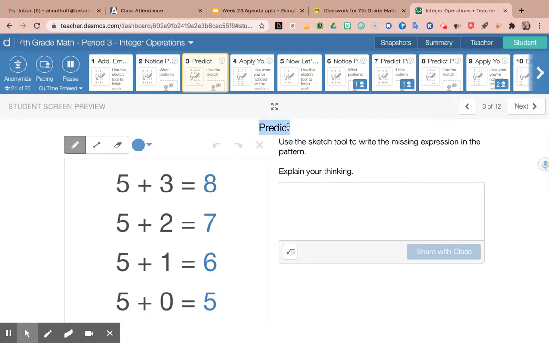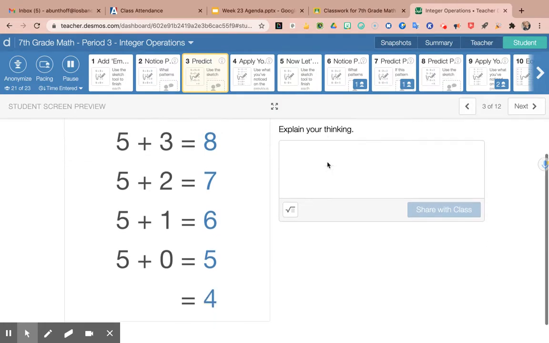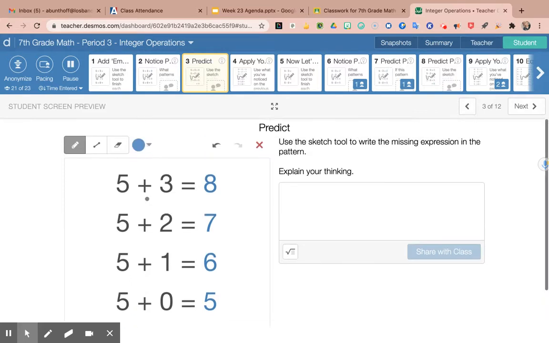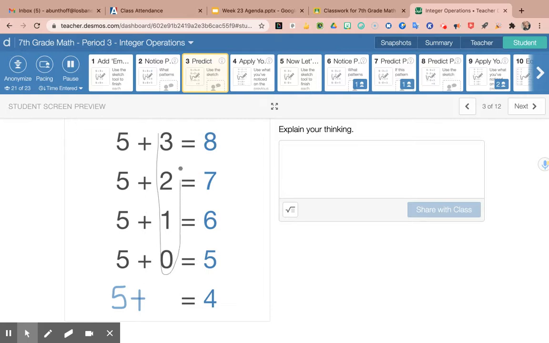Number 3, it says predict. So use the sketch tool. So use the whiteboard to write the missing expression in the pattern. So there's a pattern. So it looks like the 5 is staying the same. So the 5 would stay. The plus stayed the same, or the addition. And then it looks like this number right here is going down. So 3, 2, 1, 0.